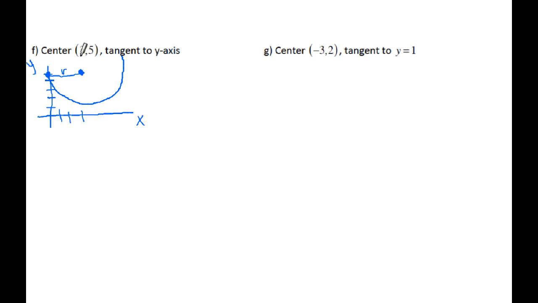Well, how far away is 3, 5 from the y-axis? It's 3 units away, so my radius is going to be 3. So I have my h and my k, I have my r, I can write the equation. So I have x minus h, quantity squared, plus y minus k, quantity squared, equals r squared. r in this case is 3, so 3 squared is 9.